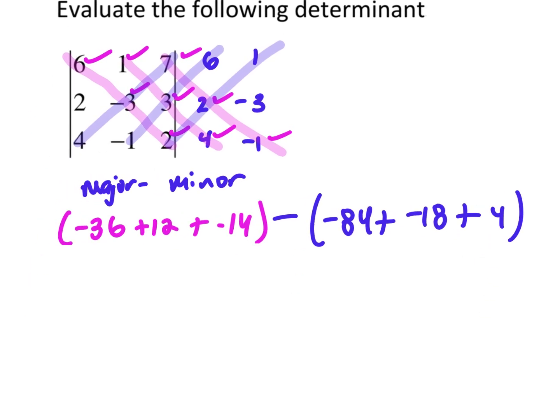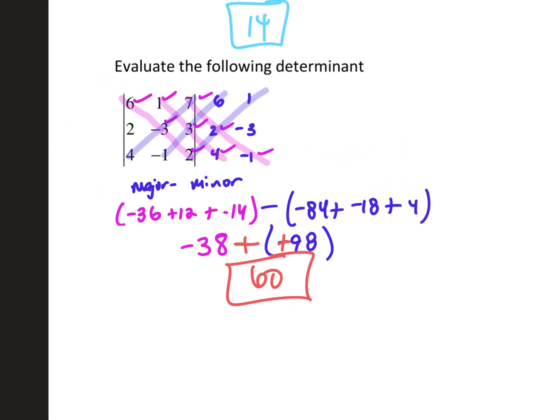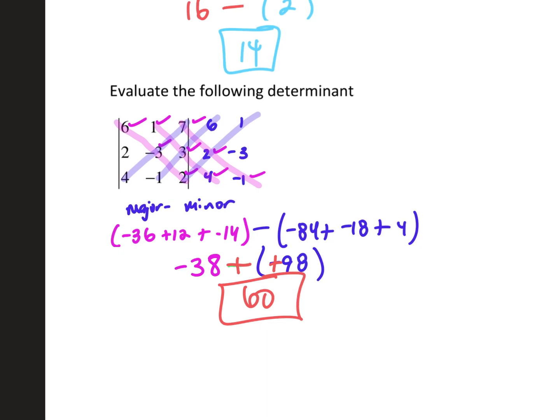All right, so now we're going to add. Negative 36 plus 12 minus 14 gives me a negative 38, minus negative 84 plus negative 18 plus 4, which is going to give me a negative 98. This is where you guys have got to be super careful with signs, because when you have minus and negative, remember this becomes a plus. So negative 38 plus 98 is going to give me 60. So your determinant value for this is 60. Literally that easy, guys. Go ahead and start working on this WebAssign.